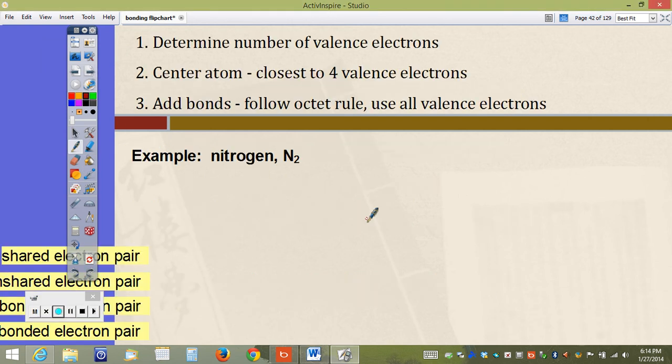Whenever you do a Lewis structure for a covalent molecule, you have the following three things to do. First, determine the number of valence electrons, then figure out the center atom, that's the one with the closest to 4 valence electrons, and add bonds so that you can follow the octet rule for everybody, but also use the correct number of valence electrons.